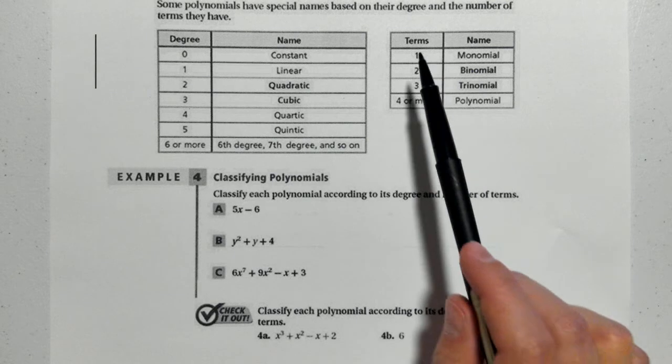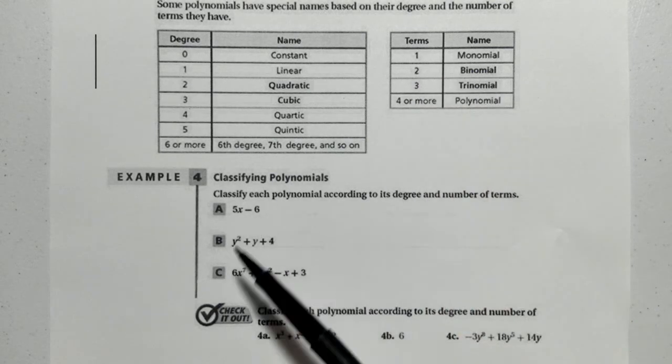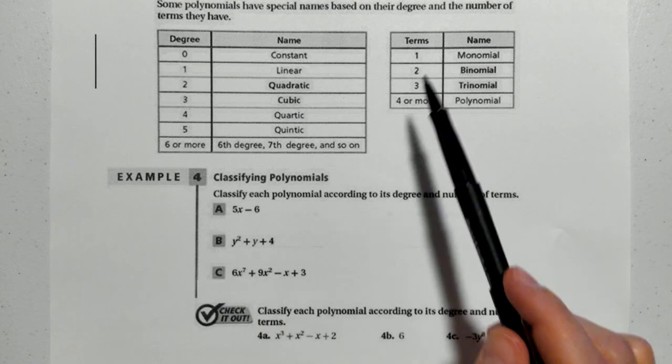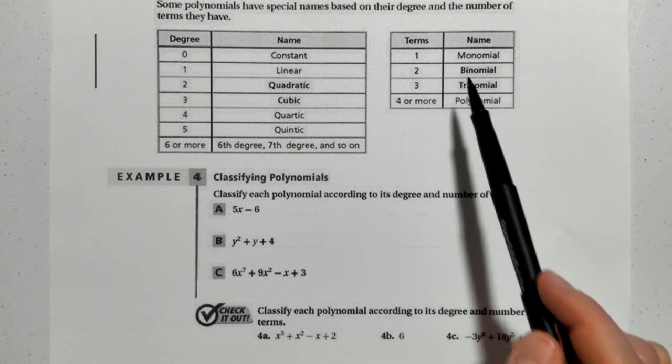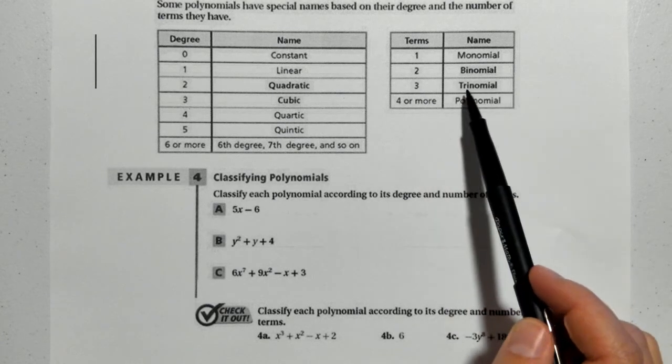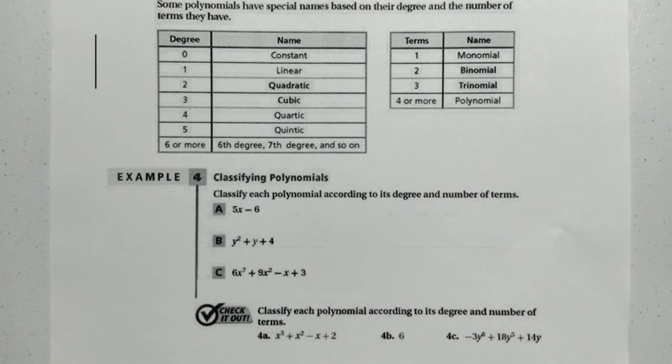For the number of terms in an expression, one term is a monomial, and we looked at that in example 1. 2 is a binomial, so 2 terms, bi means 2. 3 is a trinomial. Tri means 3, and then 4 or more terms is going to be a polynomial. Monomials, binomials, and trinomials are all polynomials, but they're just a specific label for a specific type of polynomial with that specific number of terms.